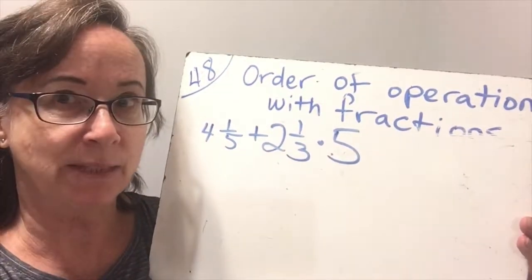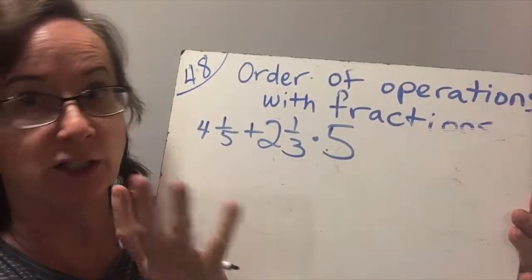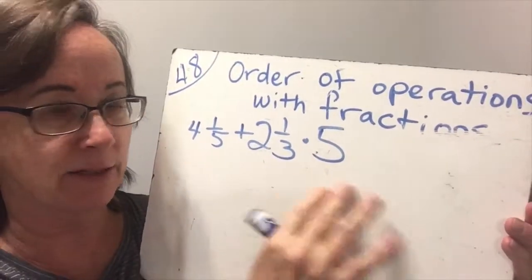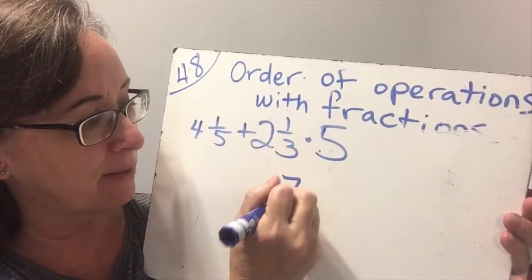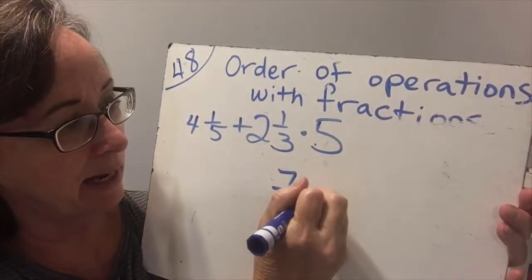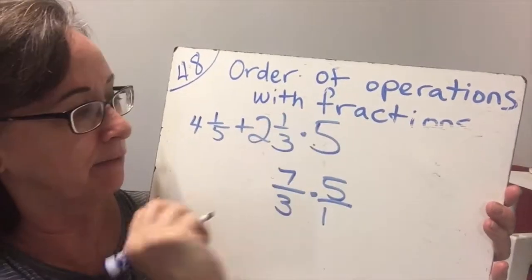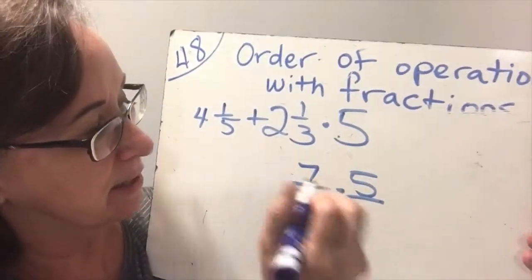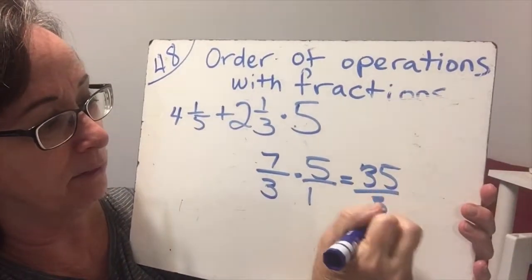Okay, so because we have mixed numbers and because we're going to multiply, we're going to go ahead and change everything to its improper form. Starting over here, because this is our multiplication. So 2 times 3 is 6 plus 1 is 7/3 times 5. And I'm going to write 5 over 1 so I don't get any confusion here. And then nothing cancels. So we're going to get 35 over 3 right there.